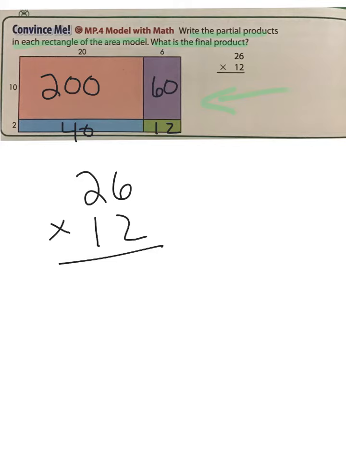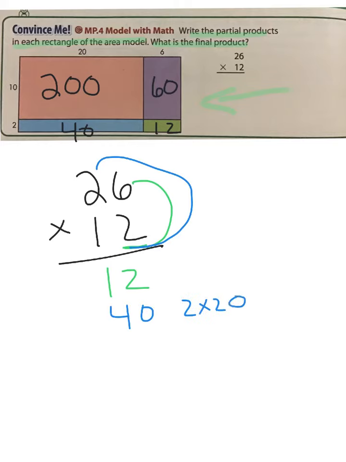Now let's try doing it on the bottom. Let's start with our ones place. Always start with the bottom number in the ones place. Right now we have a 2. So first we're just going to multiply 2 times 6. And 2 times 6 is 12. That is going to be our first partial product. Next, we're going to multiply our 2 times this 2. But this 2 is actually 20. So we are going to multiply 2 times 20 and get 40.